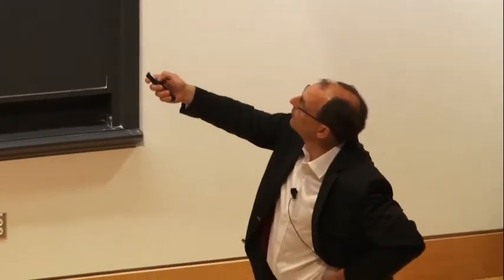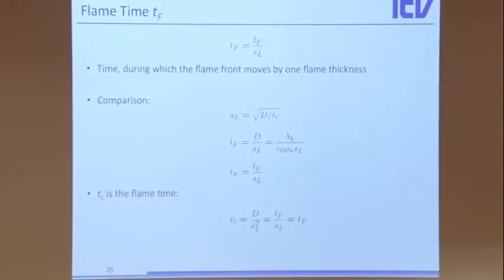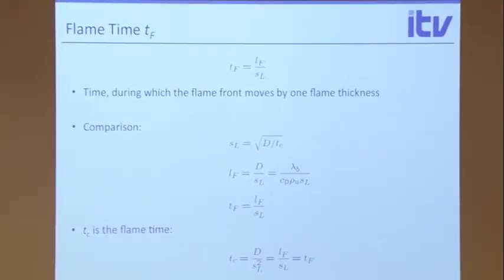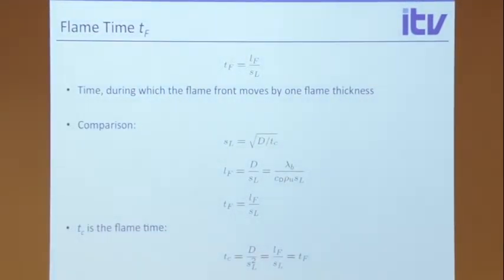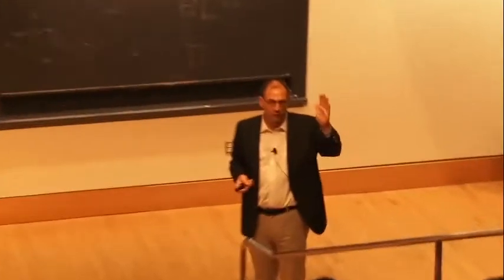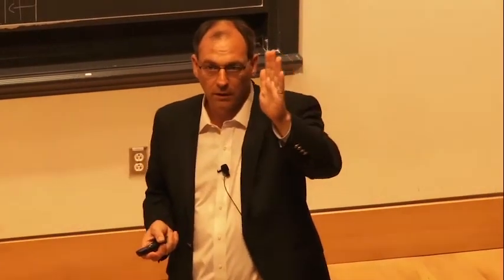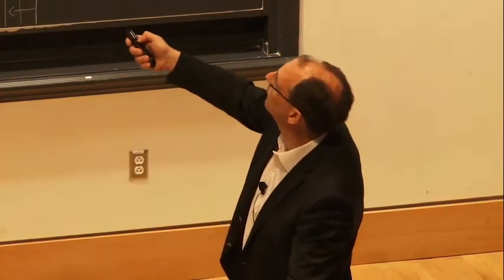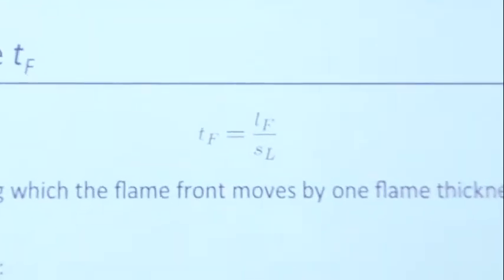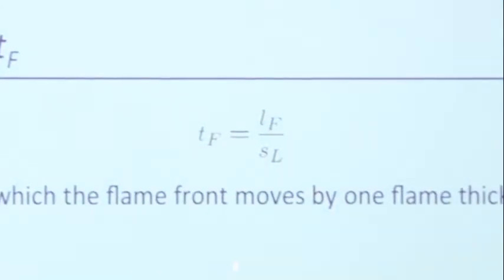Okay, so that would be a definition for the flame thickness. Then I can define a flame time. Now we define the chemical time scale. We can also define a flame time. Flame time, that would be the time that the flame takes to advance by 1 flame thickness. So this is given here, flame thickness divided by SL. This is exactly the time you need to advance the flame by 1 flame thickness.